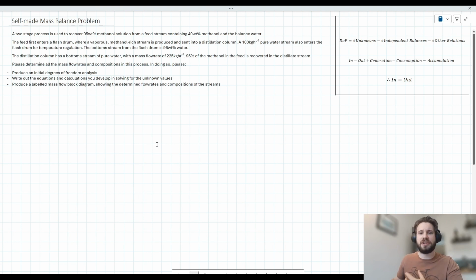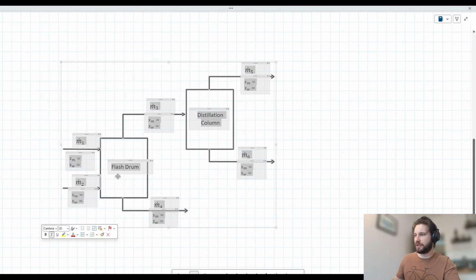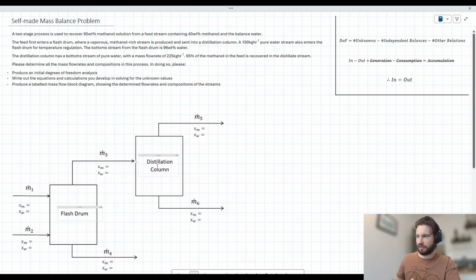For a problem like this, I'd generally recommend that students start off by diagrammatizing the problem. We've got two units here, a flash drum and a distillation column. So here is a diagram that I made earlier. And as you can see, we've got our flash drum, we've got our distillation column, we've got all our streams here denoted with arrows. It's kind of a case of filling in the blanks now, I'd say.